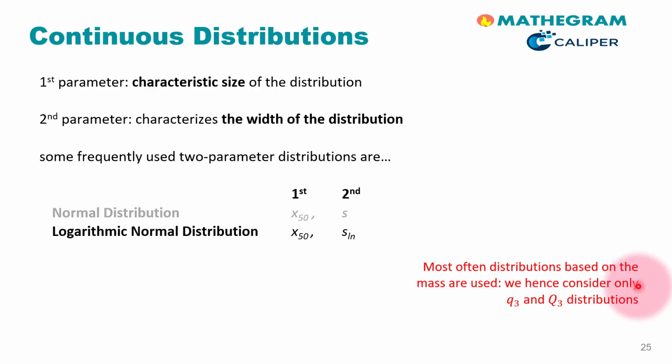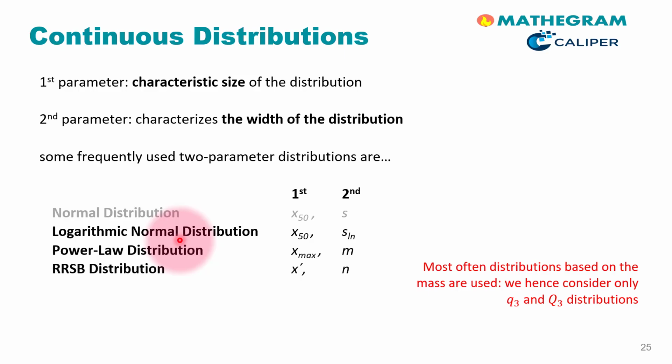A distribution that is very often used, and this with great success, is the logarithmic normal distribution. It has a similar structure as the normal distribution and approximates real-world experimental data of particulate systems quite often. The other two distributions that I would like to mention are the power law and the so-called RRSB distribution. The latter is quite often used, while the former is more of theoretical interest. Let us now dive into some details of these distributions.